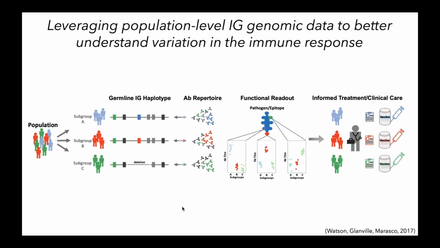And the idea that we have basically is, if we can understand some of these genetic determinants of the repertoire, we can better define or maybe even predict what a repertoire might look like in a given person, and understand better how these signatures associate with functional readouts, and whether or not that can be used to inform clinical care or understand disease risk in a clearer way.